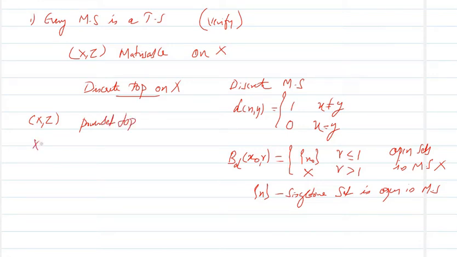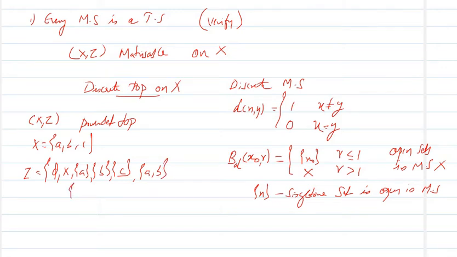That means if X equals the set {A, B, C}, then the topology will be: phi, X, singleton sets {A}, {B}, {C}, and {A, B}, {B, C}, {A, C}. So there will be 2 raised to 3 elements, that is 8 elements.